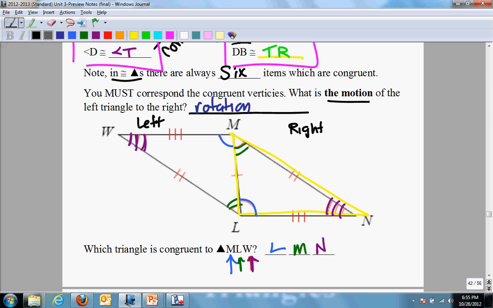So triangle MLW, M single, L double, W triple, is congruent to triangle LMN, single, double, triple.